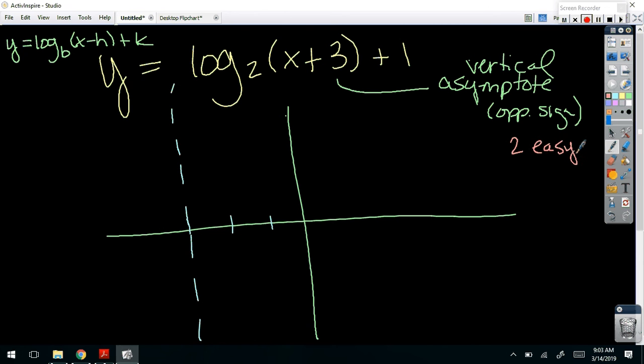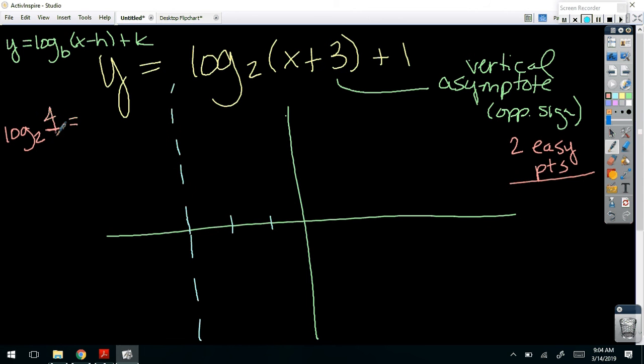I need 2 easy points. Just like with the growth and decay, I had easy points, only one of them I pulled from the equation. I'm not going to be able to do that here. Think about this as you plug in. I need to think of something I could plug in for x that's going to make that log easily evaluatable. In other words, if I have log base 2, what could I put in this spot and just know the answer very easily?